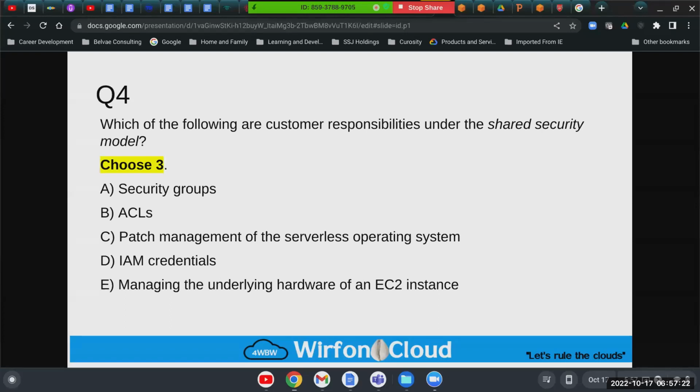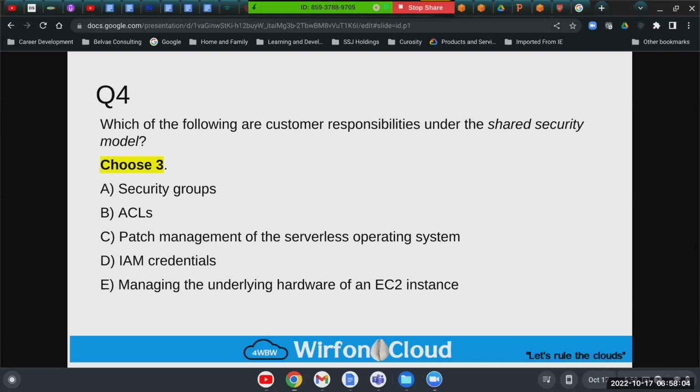I see there's DCA, there's BCE, there's ACG. Okay. 2 ACGs, right. 1 BCE. Okay, go ahead. So out of the 5, there are 2 of them that are definitely AWS's responsibility. The first of them, I'll start with E, managing the underlying hardware of an EC2 instance. As I mentioned, the physical infrastructure is AWS's responsibility. So a customer will not be responsible for that under the shared responsibility model. So E is immediately eliminated.